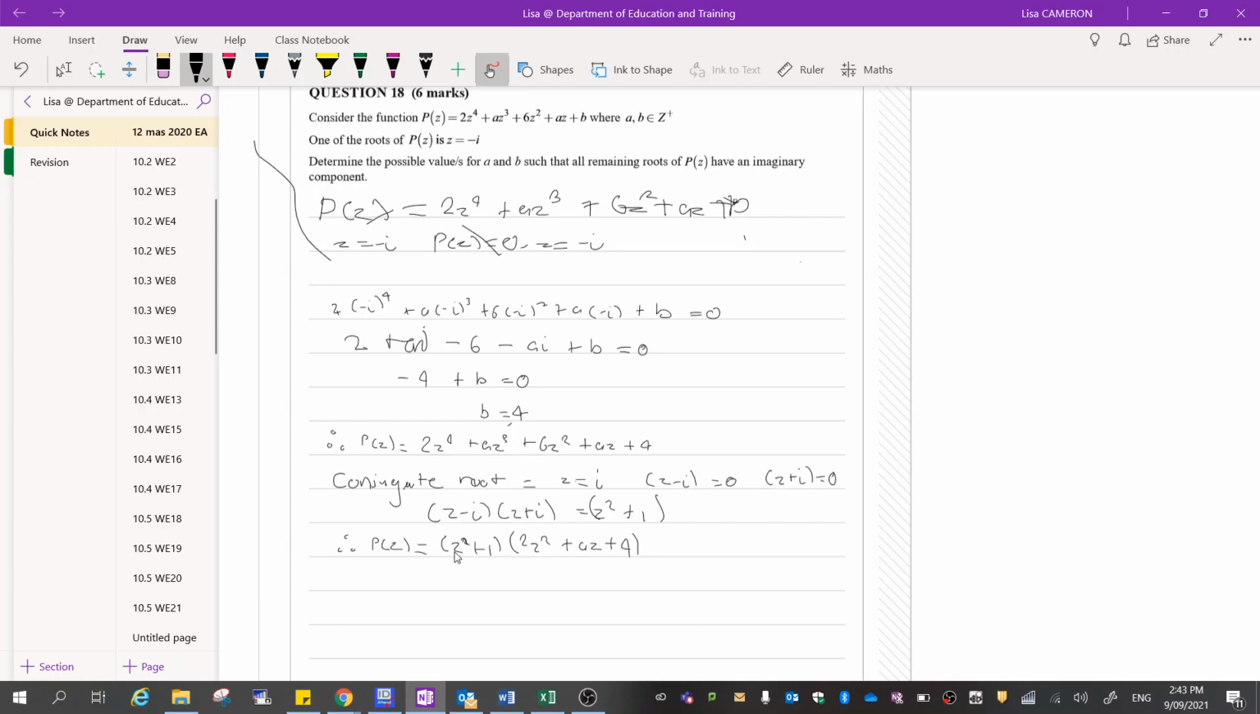And you can check that by just going again. So there'll be 2z to the 4, plus az cubed, plus 4z squared, plus 2z squared, which is 6z squared. 1 times az is az, 1 times 4 is 4, just like our polynomial right here.